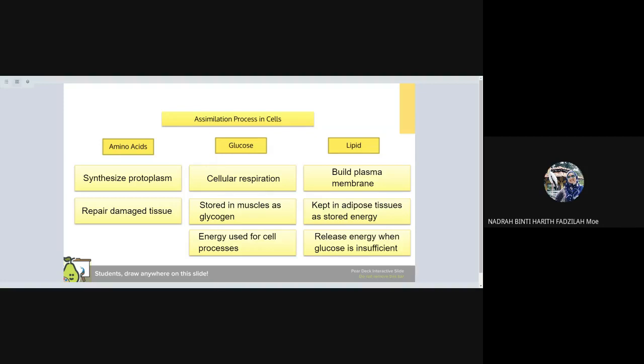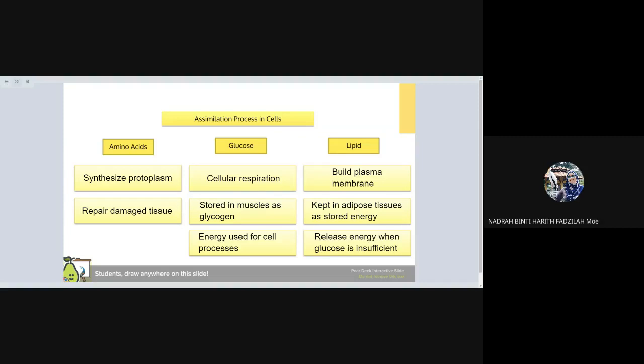So dia punya step dia ialah nombor satu, memula badan akan gunakan glucose available in the blood. And then when there is no more glucose, our body will break down glycogen, forming glucose. When there is no more glycogen, then our body will move to the use of lipid for cellular respiration. Tapi dia punya proses panjang sikit lah, has to be converted into glucose balik lah.